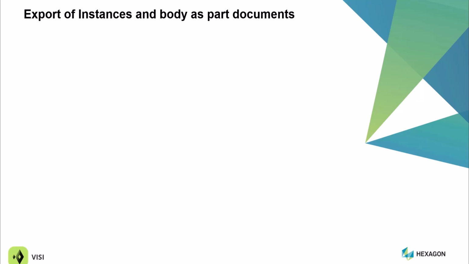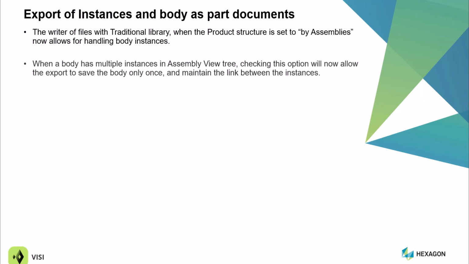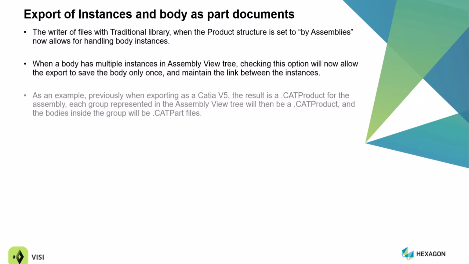So within the export instances as a part document, the writer will be able to write out translators for the product of by assemblies. When a body has multiple instances in the assembly tree, checking this option will now allow exports to save the body out only once and maintain the linking between the instances.